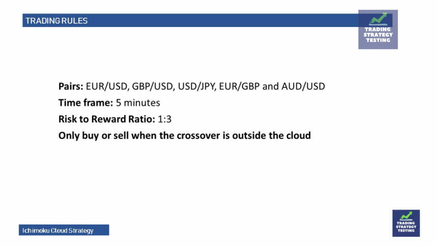You can watch the video where I shared the basic rules that I teach my students that differentiate a successful trader from a gambler. The last rule is to avoid trading when the crossover happens within the Ichimoku cloud.